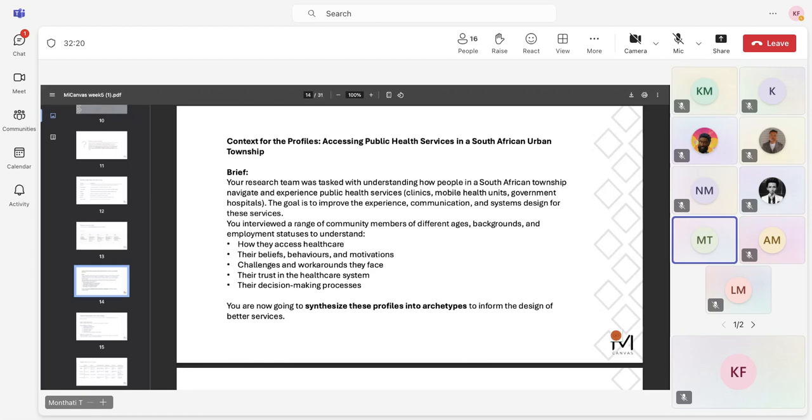It's around accessing public health services in a South African urban township, right? So the research team, which is us, is trying to understand how people in South African townships navigate and experience public health services. The goal here is to improve the experience, communication, and systems design for these services. In the past class, we spoke about understanding the profiles of people that were interviewed, their backgrounds, their employment statuses, to understand their behavior and how they feel about the current process. And now we are going to look at how we bring that into a user journey.